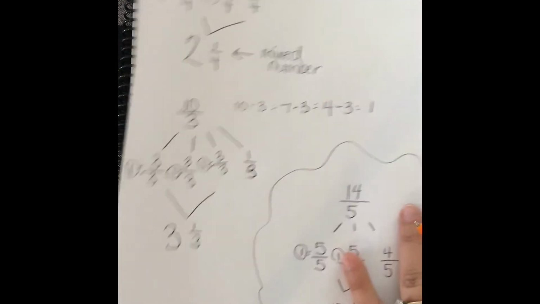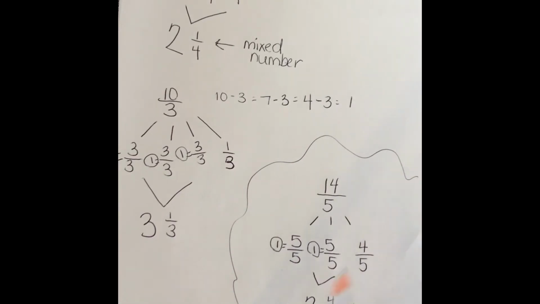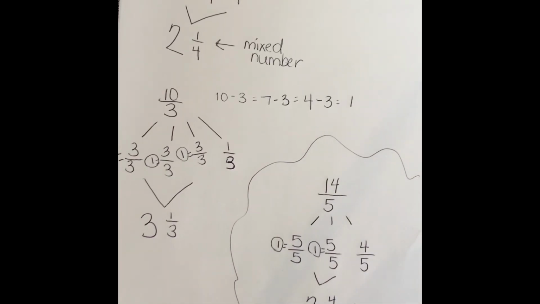All right, boys and girls, when you went ahead and you converted this improper fraction of 14/5 to 2 4/5, I hope that you got the same thing that I did, which is 2 4/5. If you have any questions, let me know and we can go over it together. Good luck on the problem set.